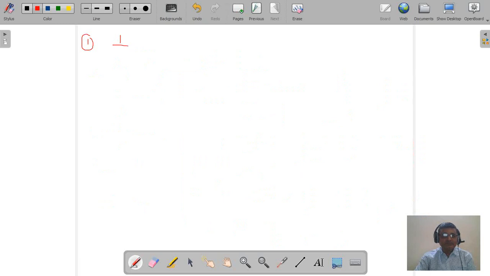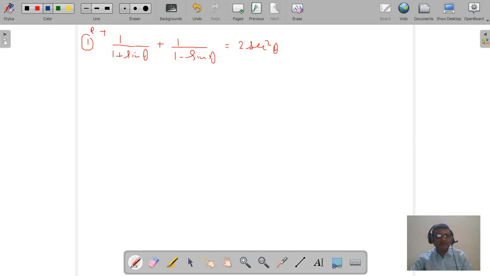Say for 1 upon 1 plus sine theta plus 1 upon 1 minus sine theta, this is equal to 2 sec square theta. This we have to prove. Then how to prove it? For this we are going to take the left hand side. So we are taking the left hand side, that is equal to 1 upon 1 plus sine theta plus 1 upon 1 minus sine theta.